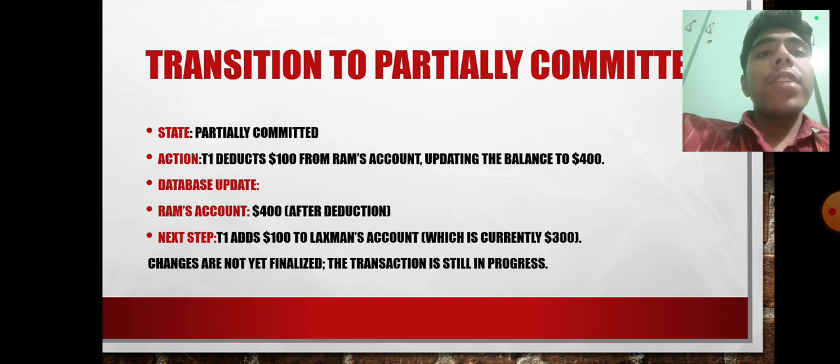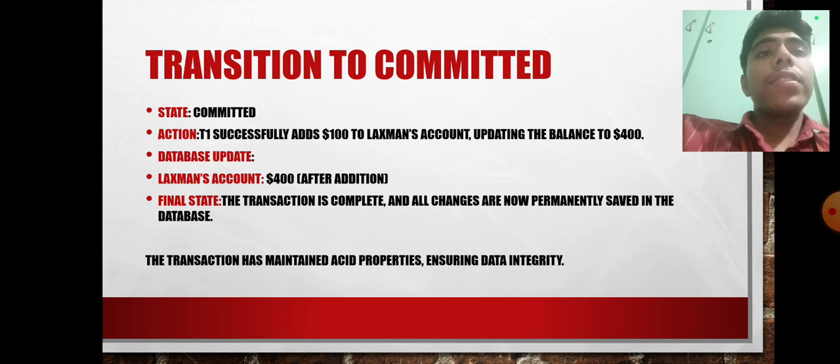And the next state is partially committed. T1 deducts $100 from Ram's account, updating the balance to 400. The database updates Ram's account to $400, and the next step is T1 adds $100 to Lakshman's account, which is currently at $300, and the transaction moves to committed. T1 successfully added $100 to Lakshman's account, updating the balance to 400, so Lakshman has $400 after the addition.